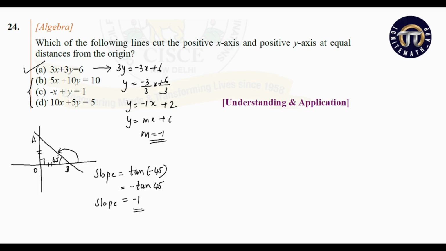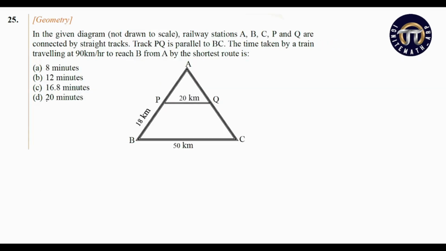In the rest of the options, you will definitely get slope equal to something other than minus 1. Clear, children? Yes. Now let's proceed with the next question. In the given diagram, railway stations A, B, C, P and Q are connected by straight tracks. The track PQ is parallel to BC, it is clearly given to you. Clear? Time taken by the train traveling 90 km per hour to reach B from A by the shortest route is asked.